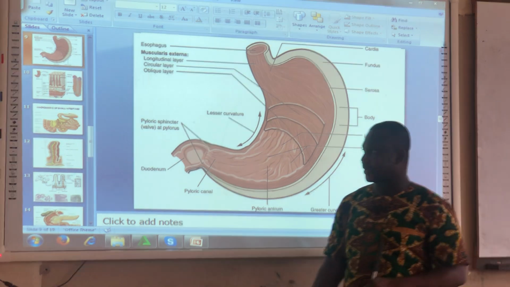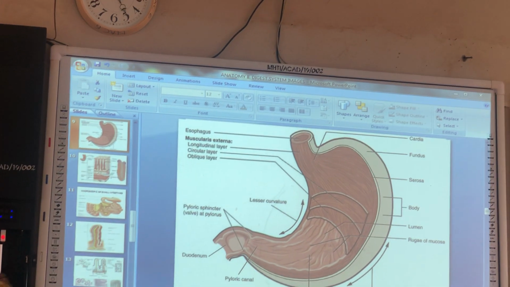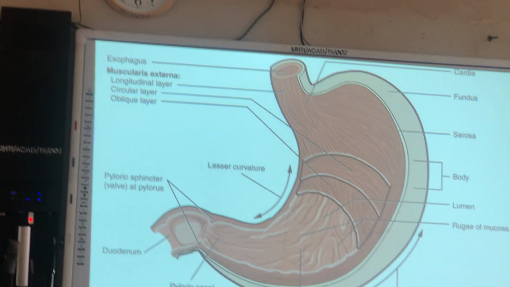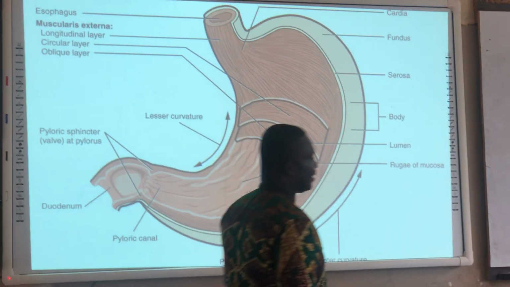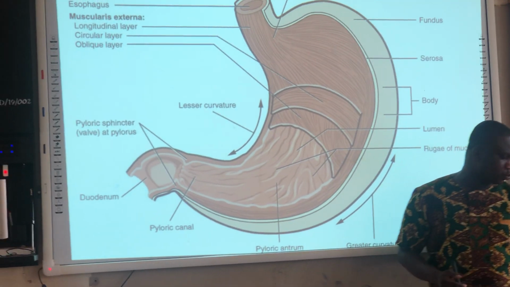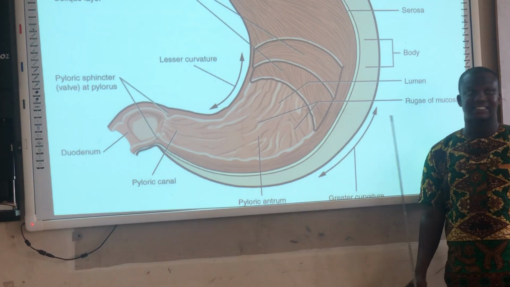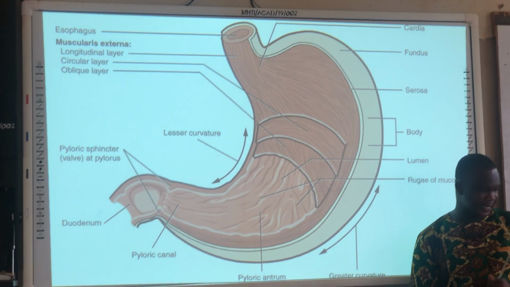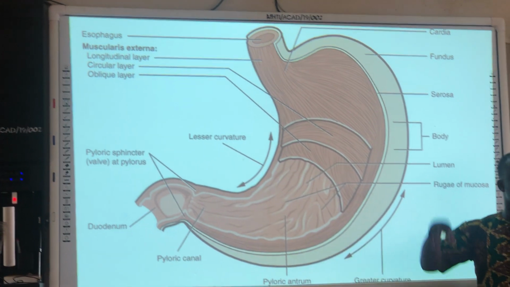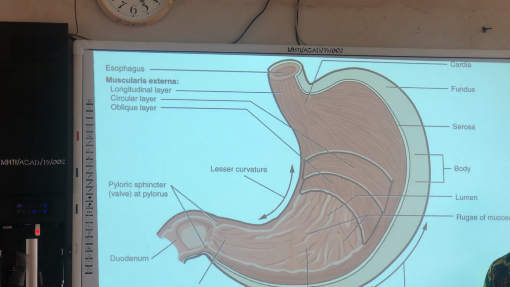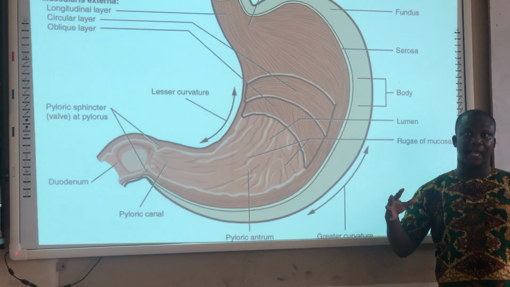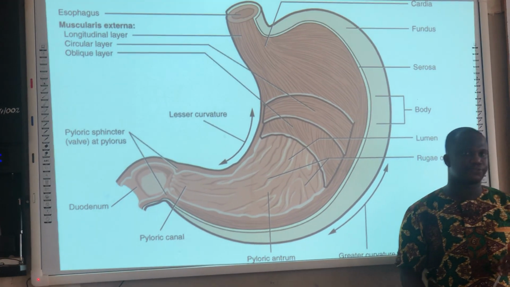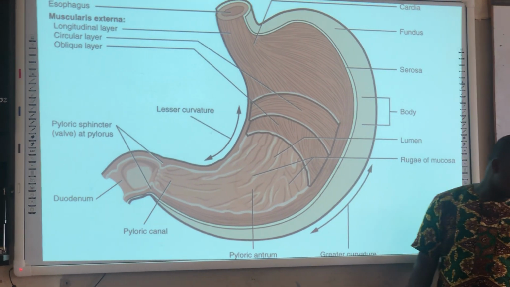Now, look at the length of the stomach. What do you think will be the length of the stomach? Some books say the length is between 15 to 25 centimeters. But the diameter and the volume of the stomach depend on the presence of food in it. So for the length, we have it, but the diameter and volume depend on the amount of food present in the stomach.